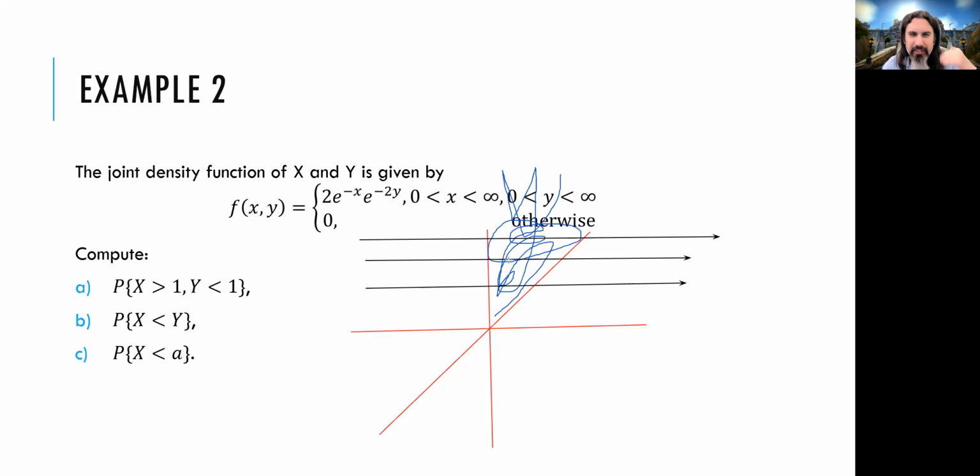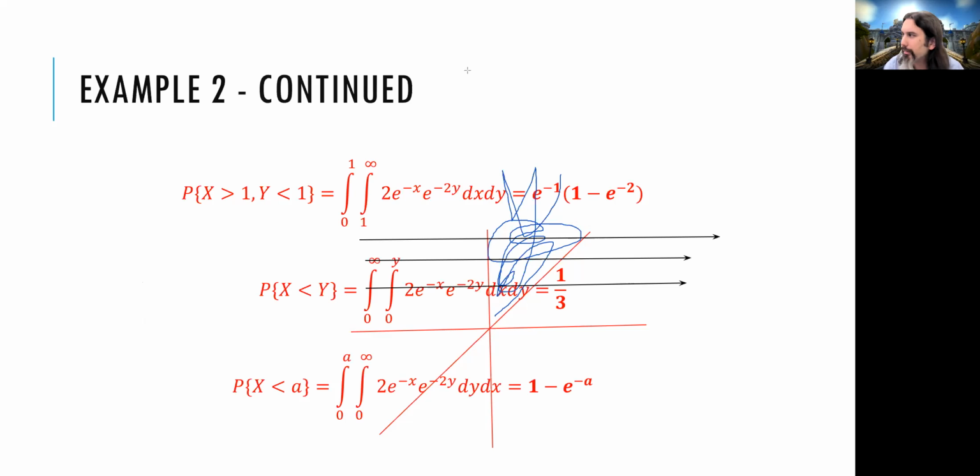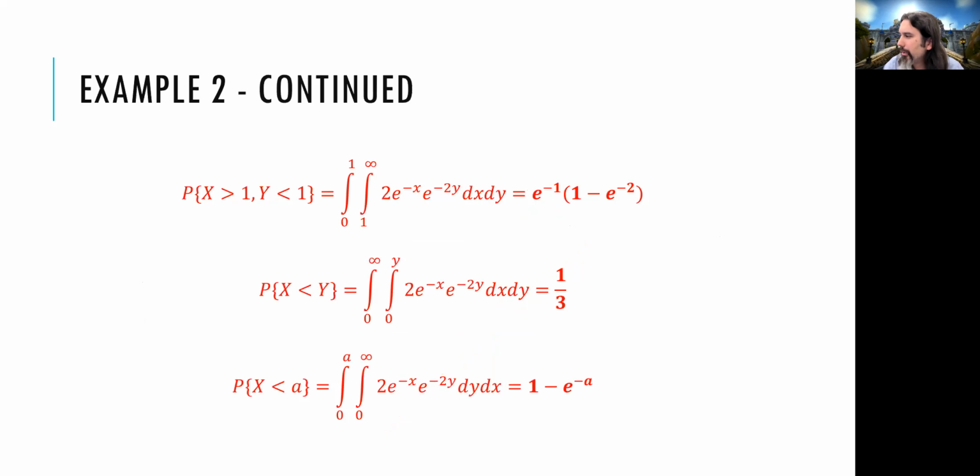Other than that, for the second variable, for y, all we have to do is just find the constant values, the lowest and the highest scalar values that it can take, which is 0 and infinity. So this integral will be from 0 to y for x and 0 to infinity for y.